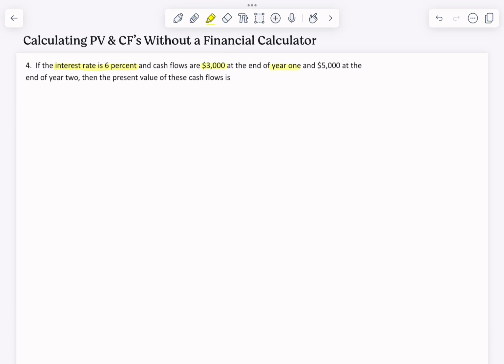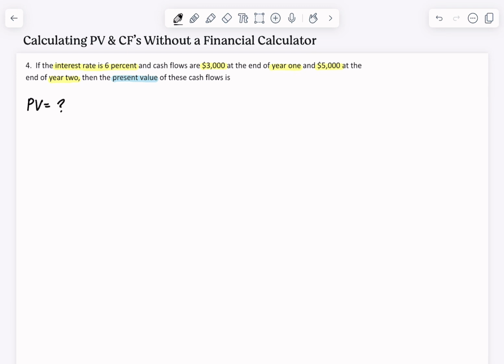So the problem gives us the interest rate, which is 6%. Cash flow for year one is 3,000. For year two, it's 5,000. And then the problem is asking us what is the present value of these cash flows. Great, so now that I've highlighted everything, I'm just going to label everything now. So the question is asking us what is the present value of the cash flows.